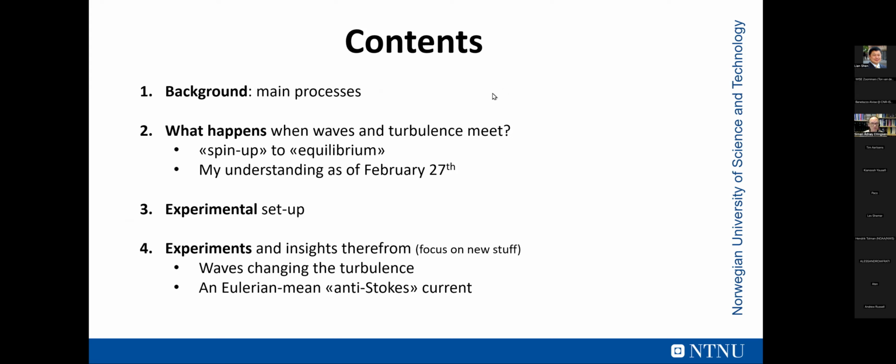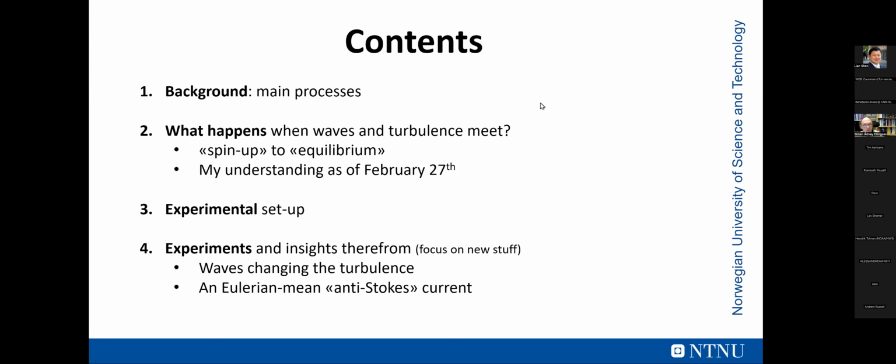Then I'm going to try something new. I'm going to try to give a kind of cartoon picture about what happens when waves and turbulence meet. This is very breaking news to me, very new in my mind. So this is very much my understanding as of today. And perhaps I'll tell you something else in a year, and maybe someone will shout at me.